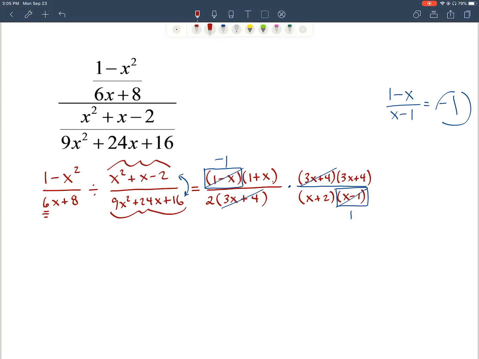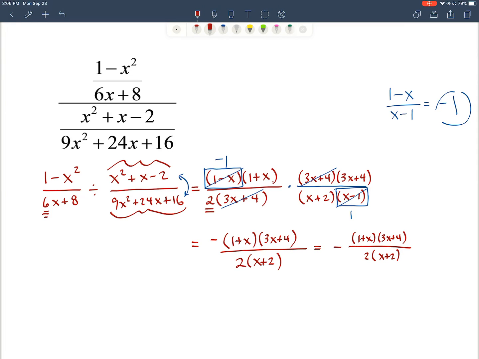So let's rewrite it here now as we have a negative quantity of 1 plus x times a quantity of 3x plus 4, and that is over 2 times the quantity of x plus 2. And that should be our final answer. You could also write it with the negative in front of the fraction, like this. Both are acceptable. You could also have that negative in the denominator.